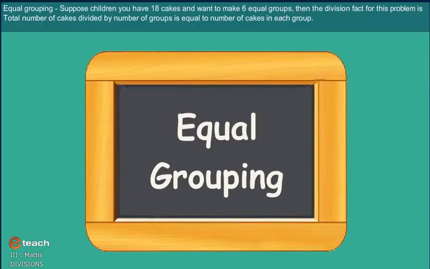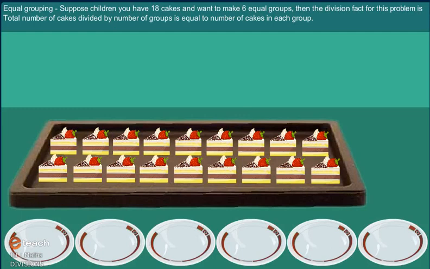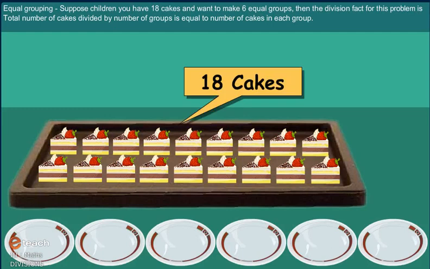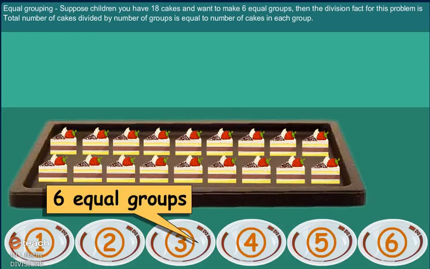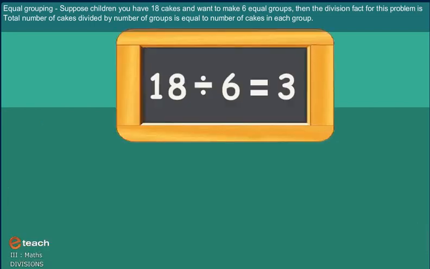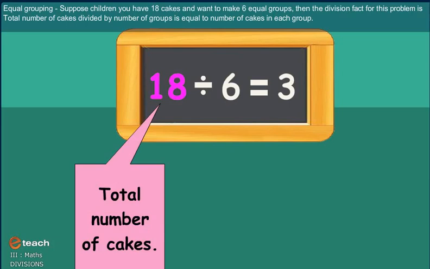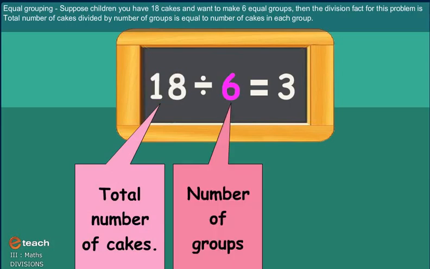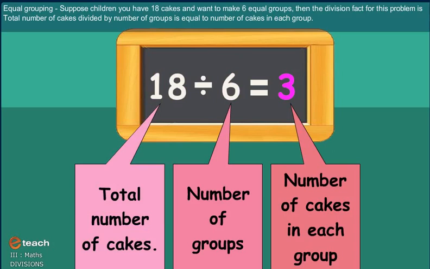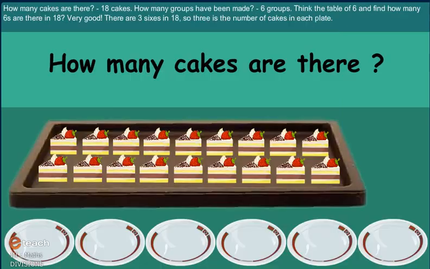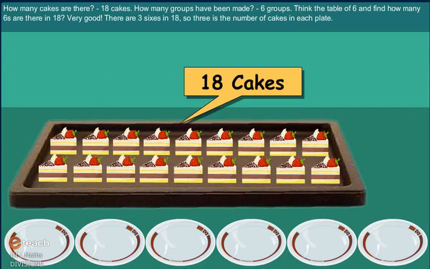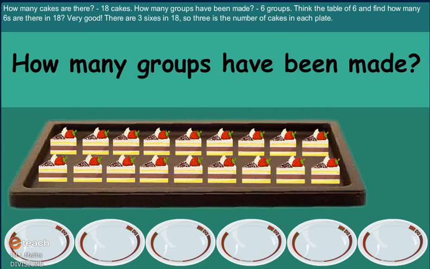Equal grouping. Suppose, children, you have 18 cakes and want to make 6 equal groups. The division fact of this problem is: total number of cakes divided by number of groups equals number of cakes in each group. How many cakes are there? 18 cakes. How many groups have been made?